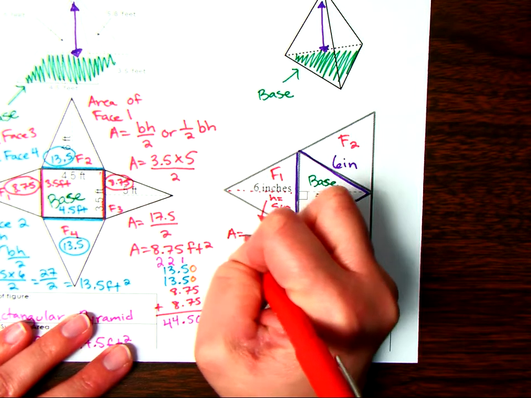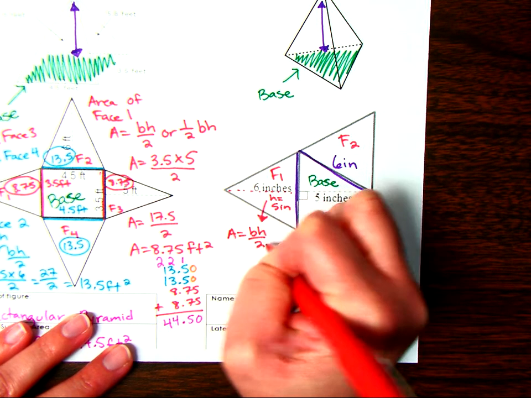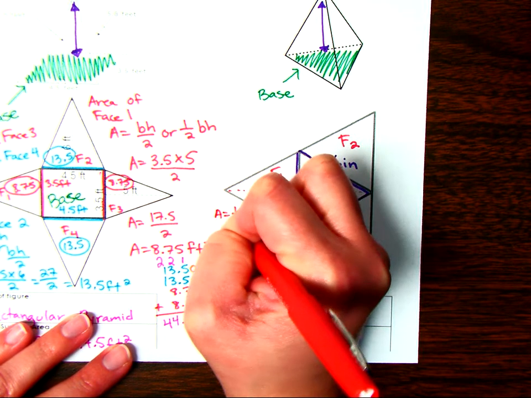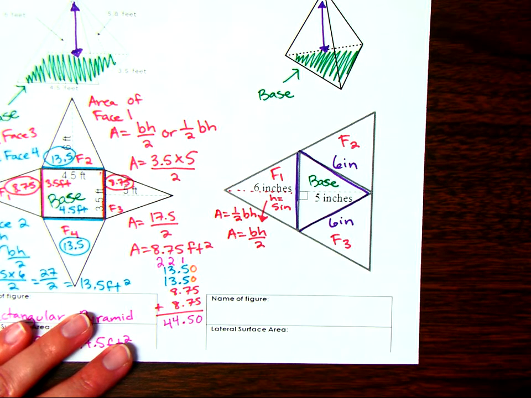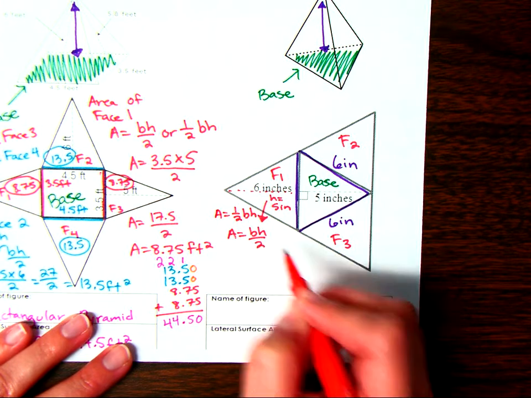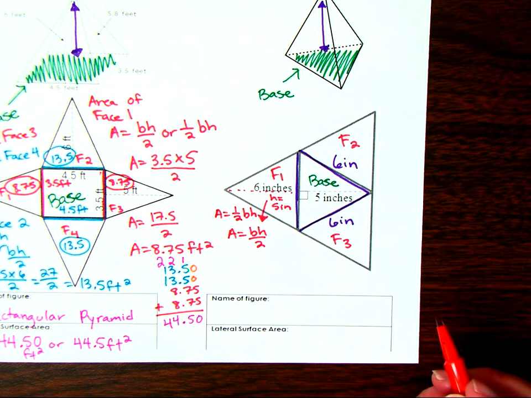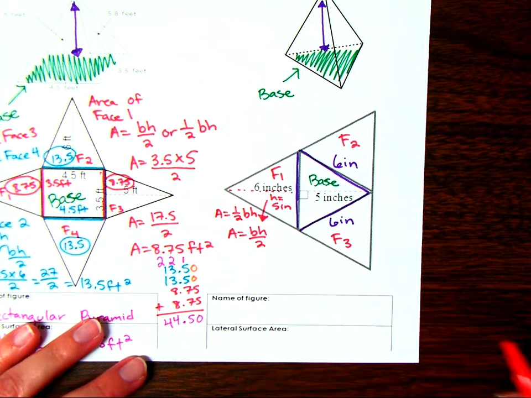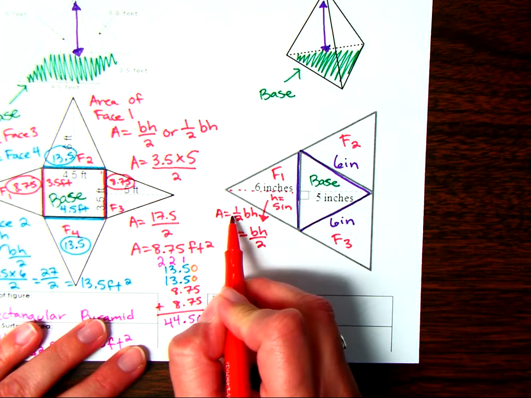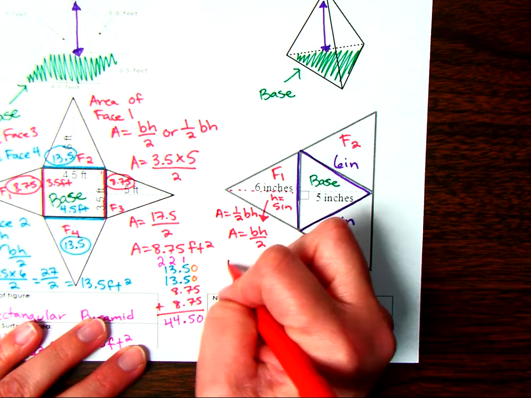So the area formula for a triangle is base times height divided by 2. Originally you're going to see on your formula chart 1/2 base times height, but I'm going to encourage you to do base times height divided by 2 because it's a little bit easier instead of multiplying by a fraction. Remember, when you multiply by 1/2, it's the same thing as dividing by 2 anyway.